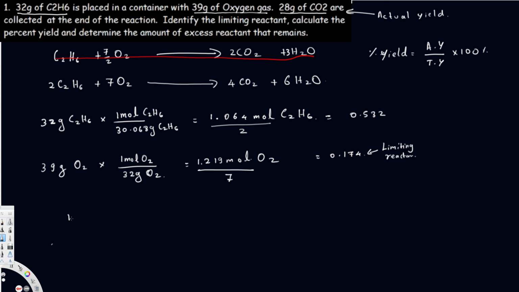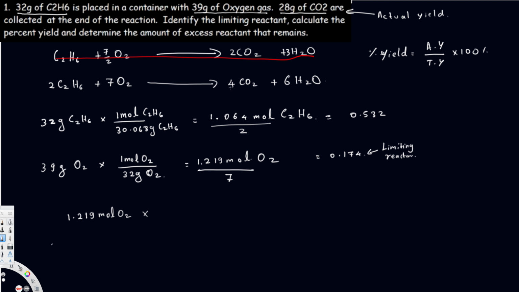That's 1.219 mole of O2. O2 is the limiting reactant, which we already found, so we are using the mole of O2. Then we simply multiply this one by the mole ratio.